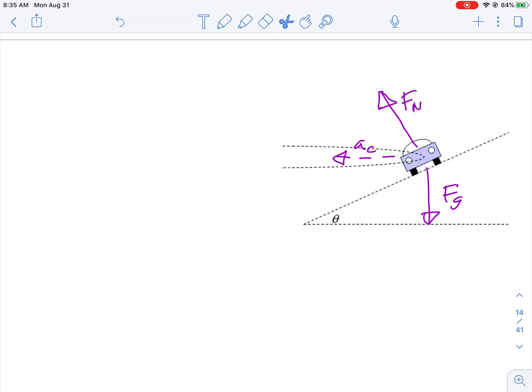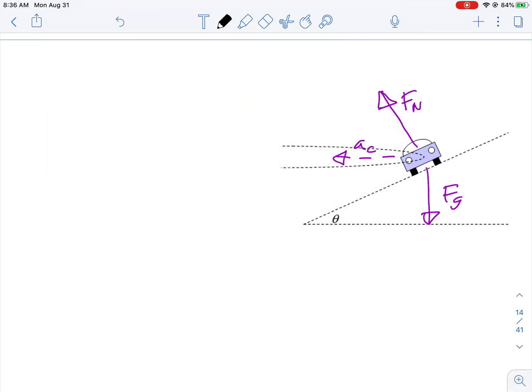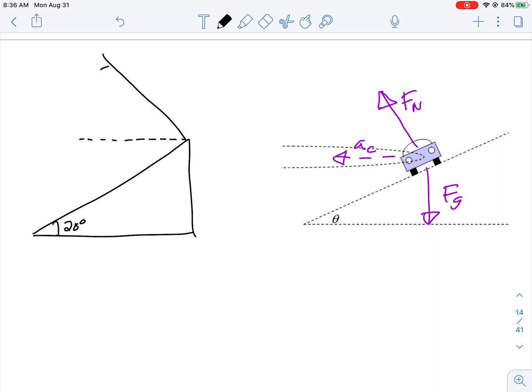All right, what I'm going to do is a similar kind of diagram to this. I'll just draw this one on the left. So we actually have a triangle like this. And let's imagine that angle theta happens to be, for example, 20 degrees. Then we have the ac going this way. Then we have the Fn going this way. And what I'm also going to do is bring in another triangle.